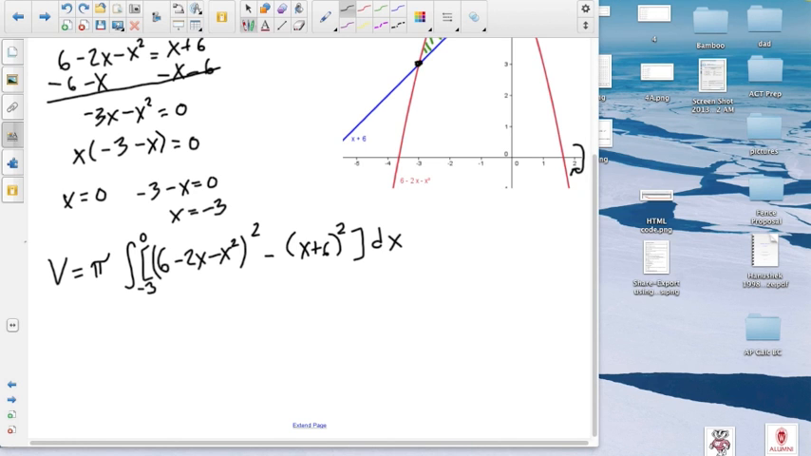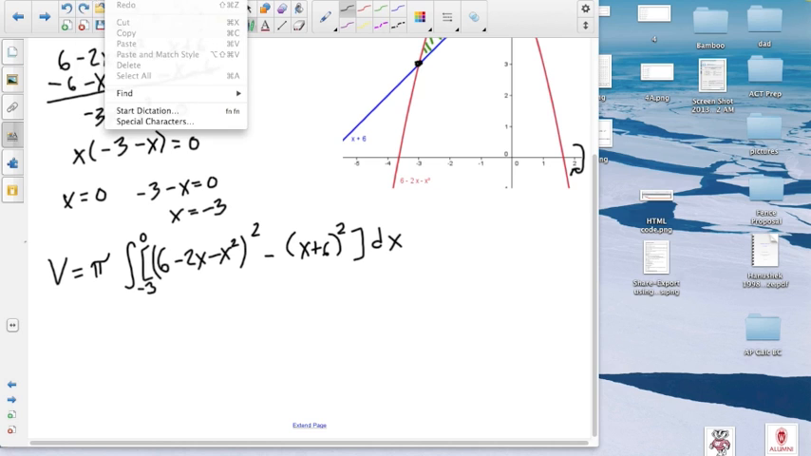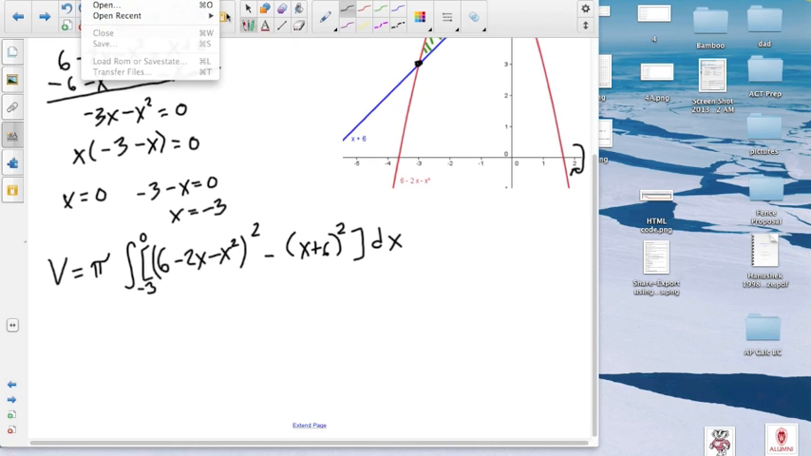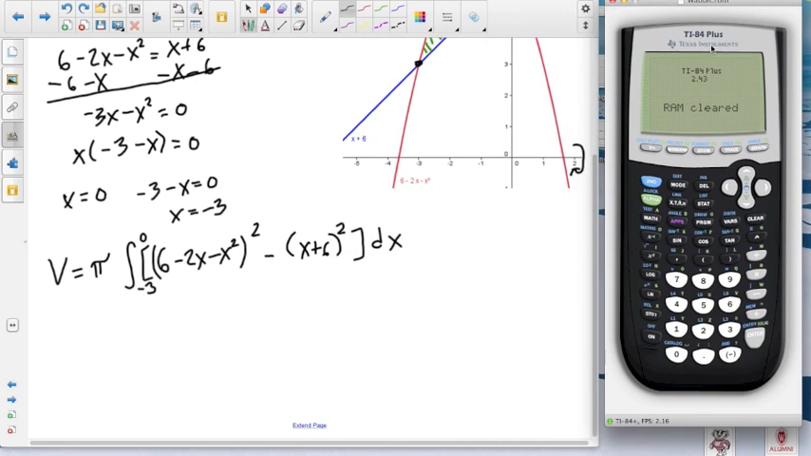And what I'm going to do here is calculator open again. There we go. You can type this into your fint key if you would like to, but another way you can do this is to actually put the functions in for y1 and y2. So I'm going to actually put in 6 minus 2x minus x squared. And for function y2, I'm going to put in x plus 6.